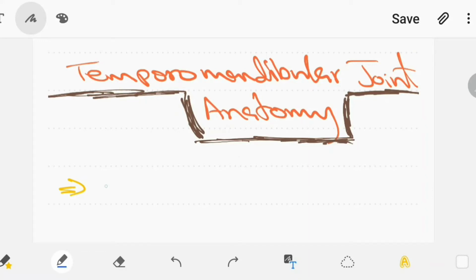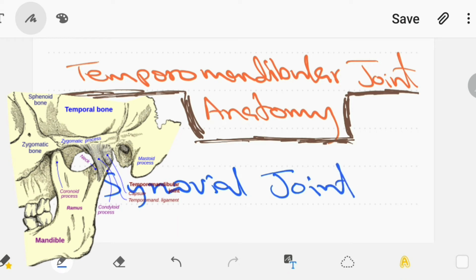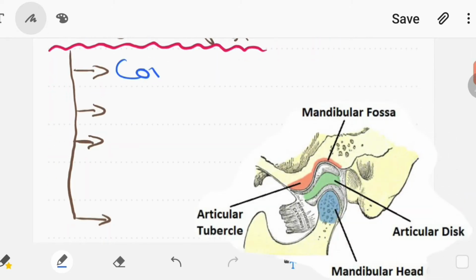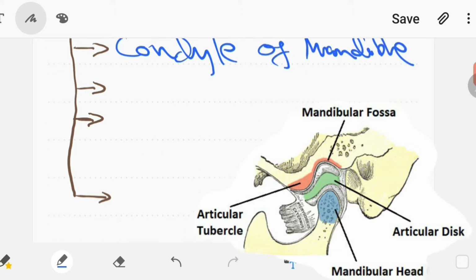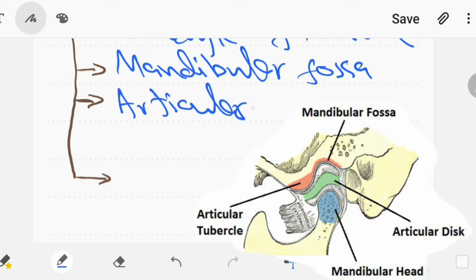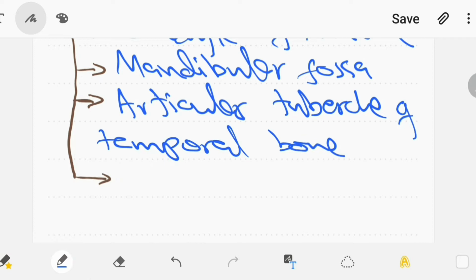The temporomandibular joint is the true synovial joint, capable of gliding, hinging, sliding, and slight rotation movements. So the TMJ complex consists of the condyle of the mandible, mandibular fossa, the articular tubercle of the temporal bone, and the articular disc.